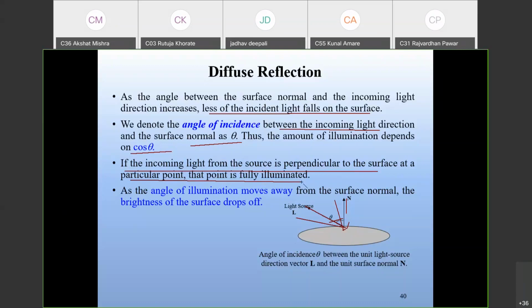It's with high intensity. As the angle of illumination moves away from the surface normal, the brightness of the surface drops. When it is exactly perpendicular, the light comes in this direction and also reflects in the same direction, then it is fully illuminated, with the highest brightness. But when this angle increases, moving away from the surface normal, the brightness of the surface drops. So L is the light source, N is the surface normal.